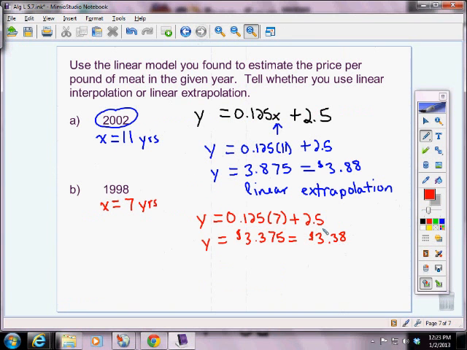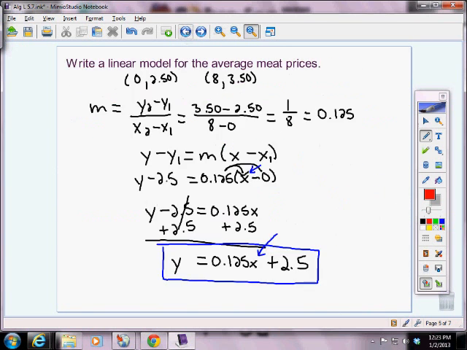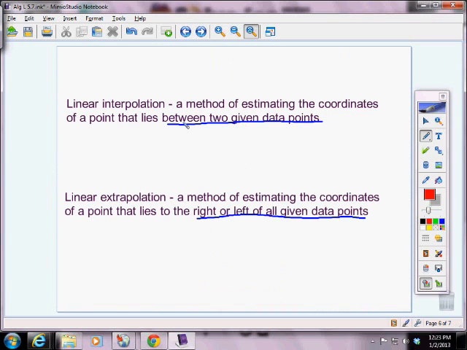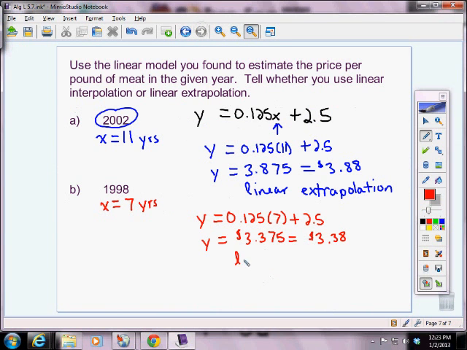Okay? Now, is it linear interpolation or linear extrapolation? Notice 1998 falls inside our data points. It's between 91 and 99. If it falls inside the data points, or between the data points, this is linear interpolation.